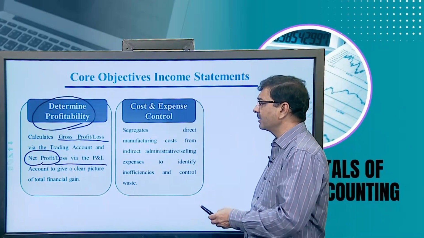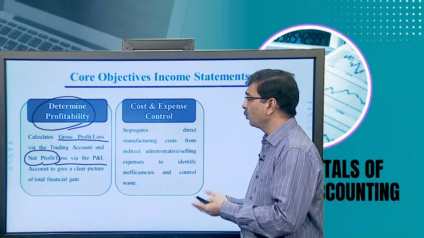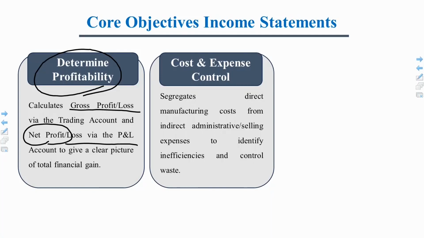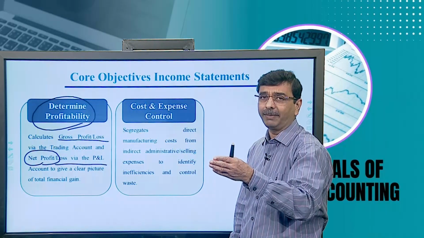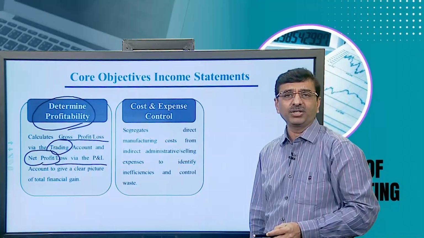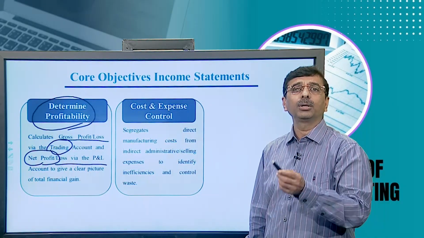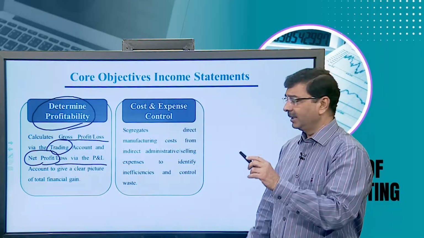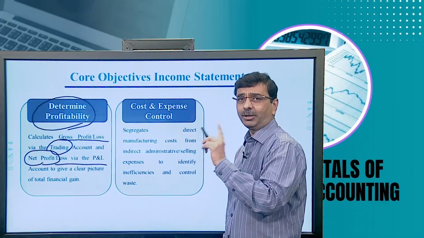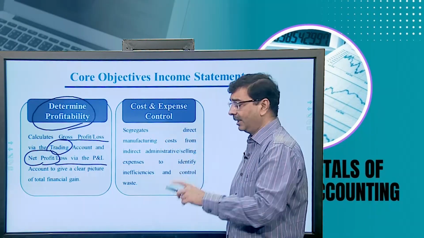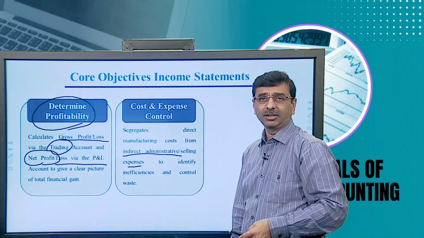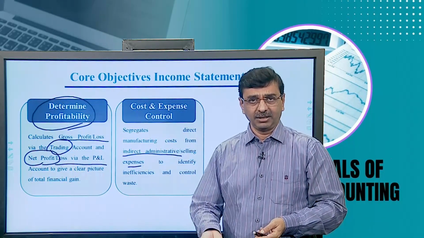Second is cost and expense control, definitely, because there are so many expenses. Ultimately we want to understand that expenses which are directly related to manufacturing will be recorded in the trading account. If it is directly concerned with manufacturing, or directly related to the service of the business, then it would be considered in the trading account. But if it is an indirect expense, not directly related to the activity of the business, it is to be recorded in the profit and loss account. That is administrative and selling expenses or other cash and non-cash expenses which are indirectly related with the business.